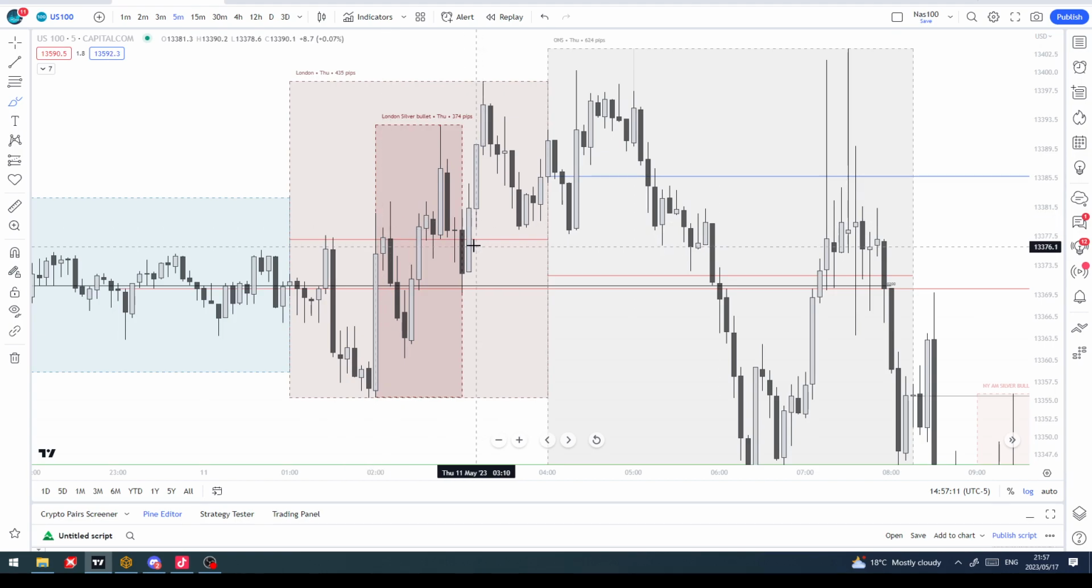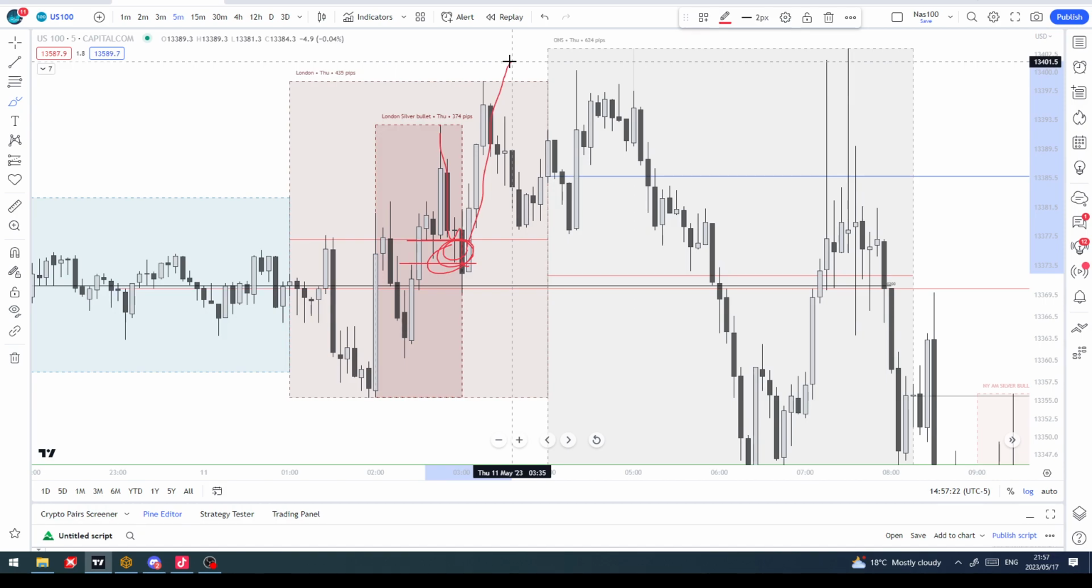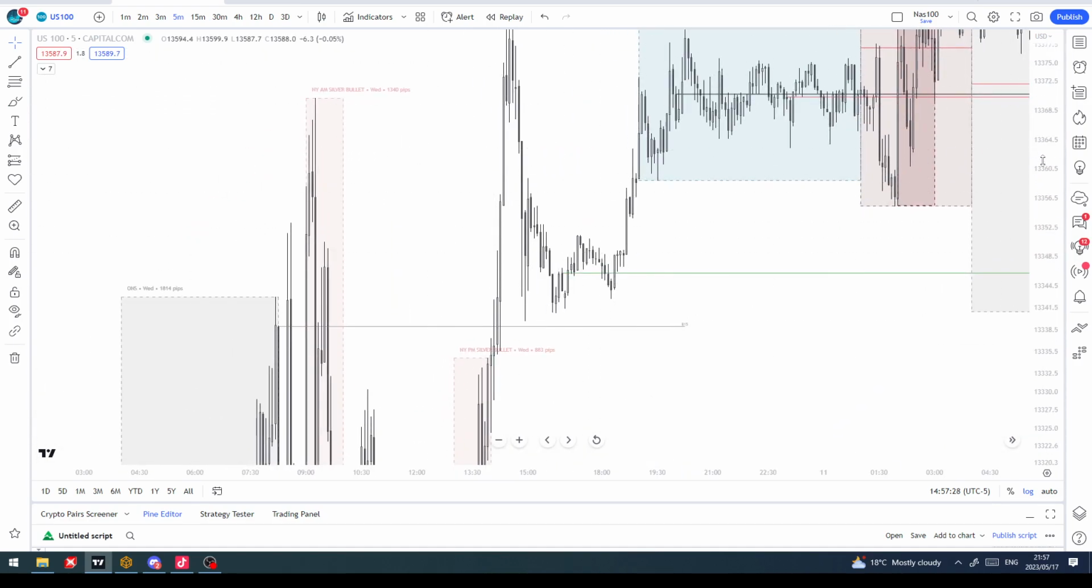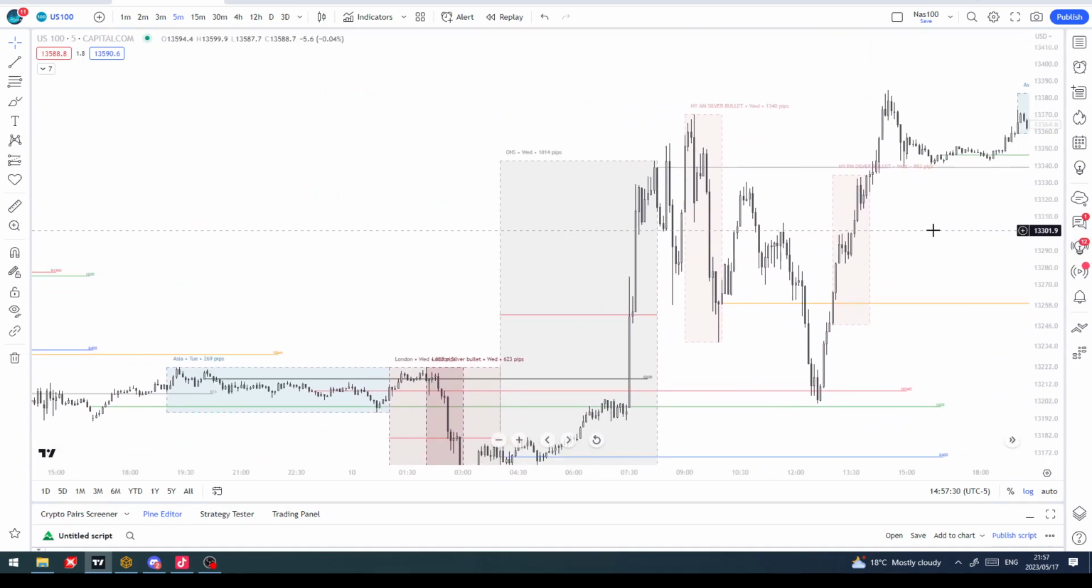So for the London, it's 3 to 4 a.m. New York time, FEG created, order flow bullish or bias is bullish, retracement into the FEG, rebalance, target the highs, right? It's the same story for your silver bullet. Let's have a look here.